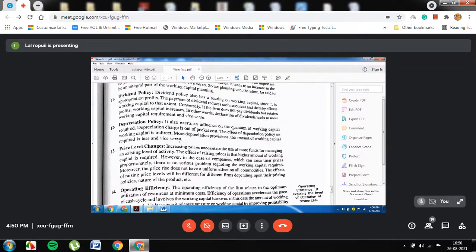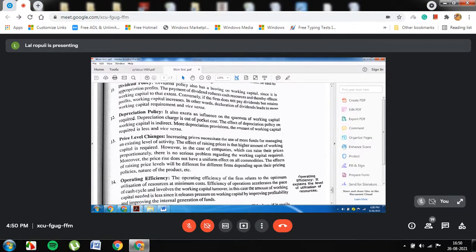Then depreciation policy. The effect of depreciation policy on working capital is indirect, but more depreciation provision can lead to the loss in the value of the machines. If more depreciation provisions are made in the company, the amount of working capital required is less, because you have kept some money reserved for that depreciation time. So less working capital will be required. If there are no depreciation provisions, then the working capital requirement will be large.